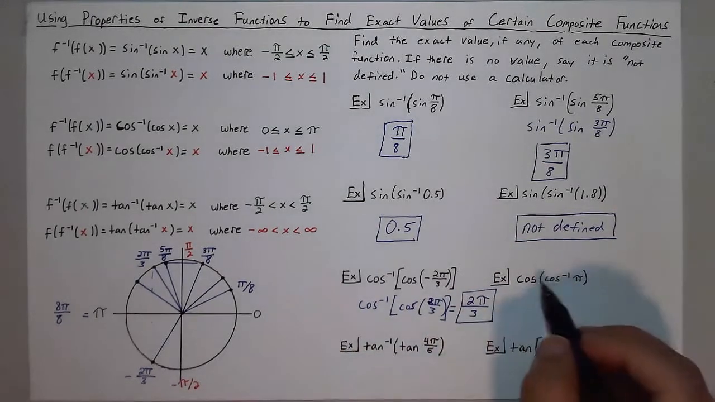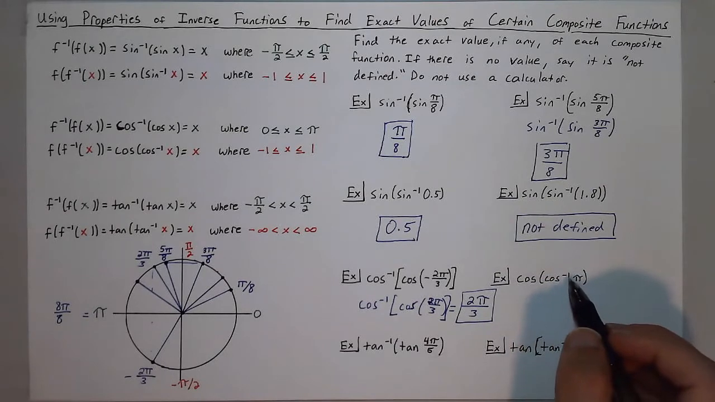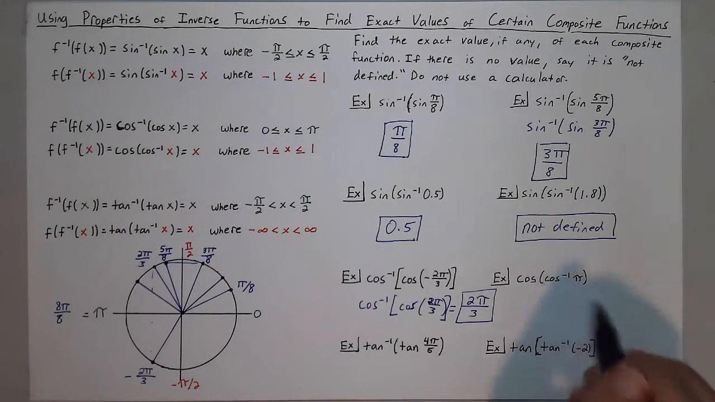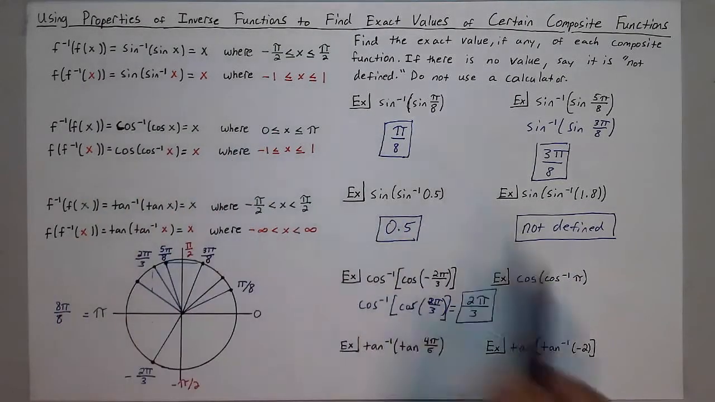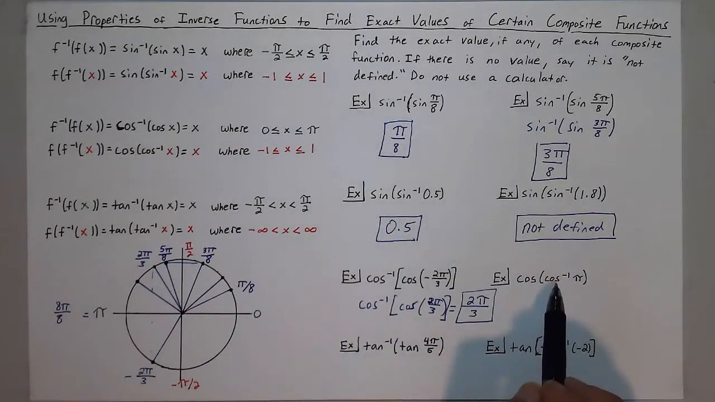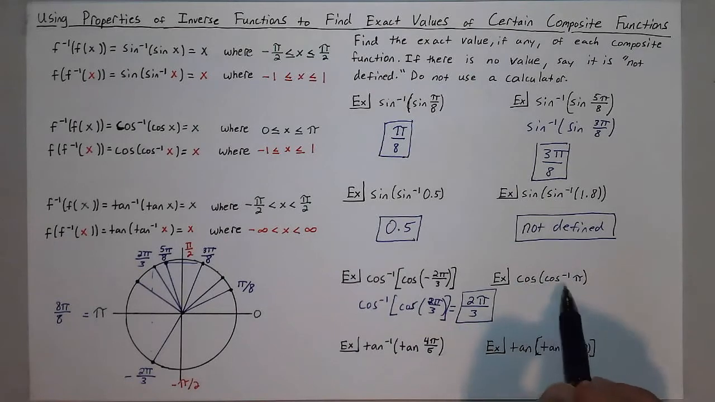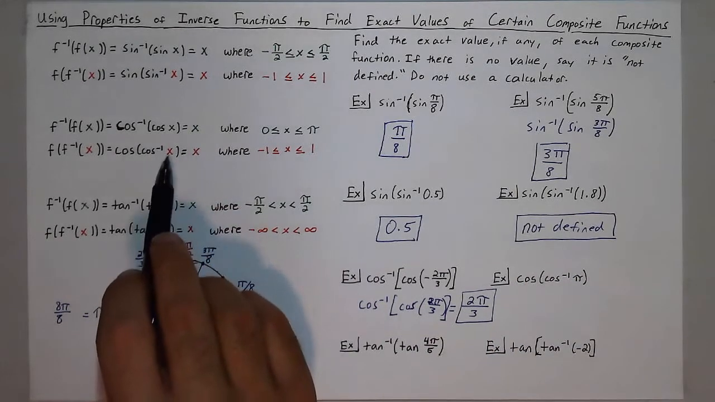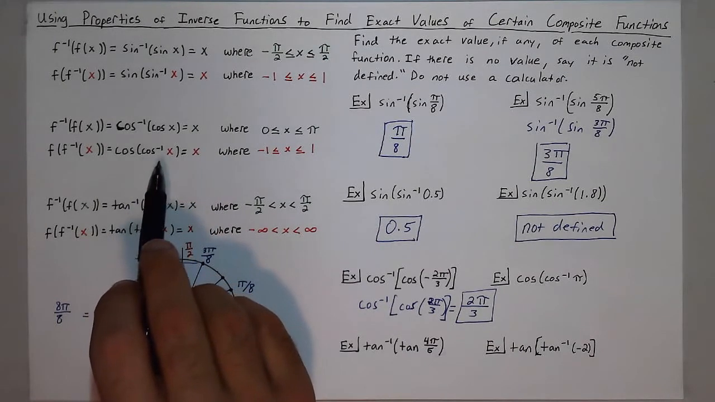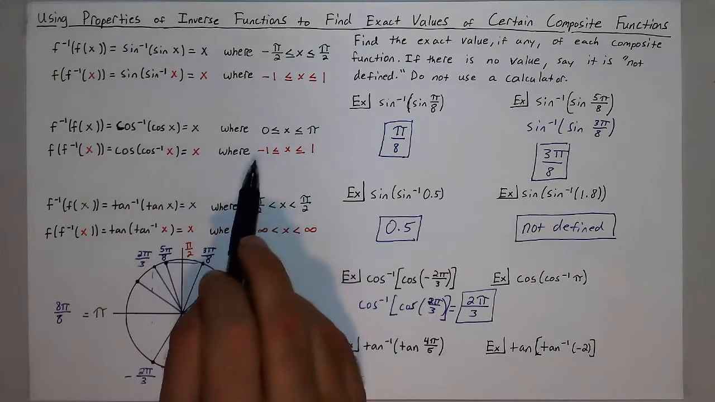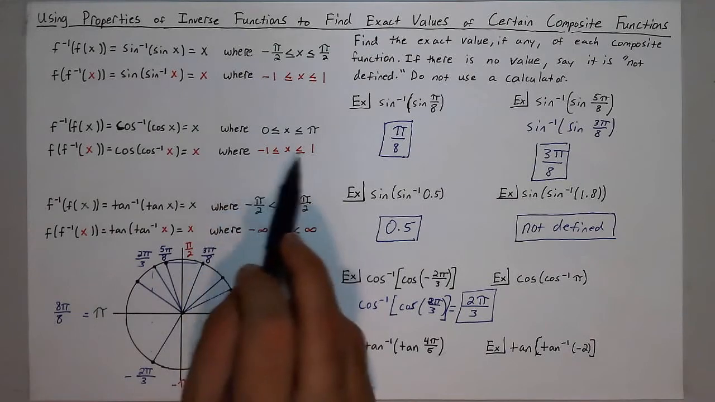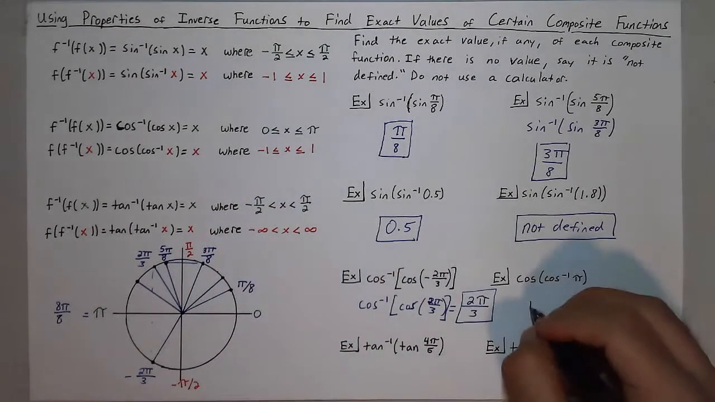Next up, we have cosine of cosine inverse of pi, which is very misleading. You would think, okay, pi is in the range of cosine inverse, but now that I've reversed the order of these, I'm not worried about pi being in the range of cosine inverse. Just, is it in its domain? Meaning, can I plug pi into cosine inverse? Now, pi is about 3.14, which is outside that domain. So this would not be defined.